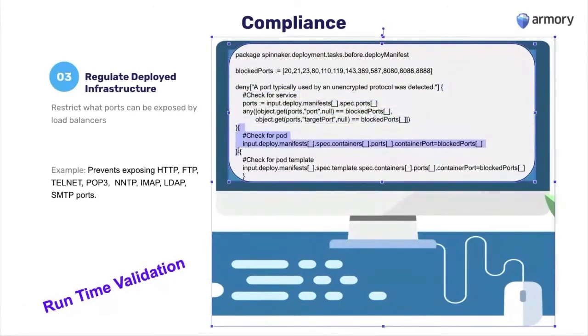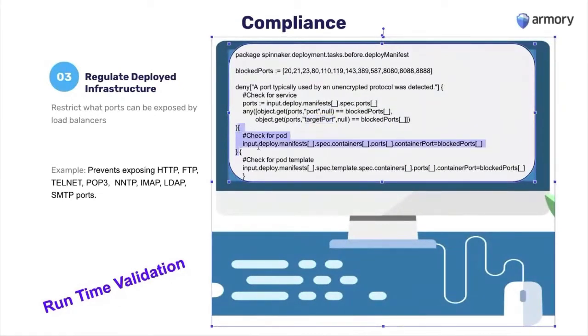There are different types of Kubernetes manifests. If you're deploying a service versus if you're deploying a pod, the path in the manifest to ports is different. In a service manifest, our ports are in this spec.ports section. And inside of that, you can have a port or a target port. So we're checking to make sure neither the port nor the target port is in that block ports list.